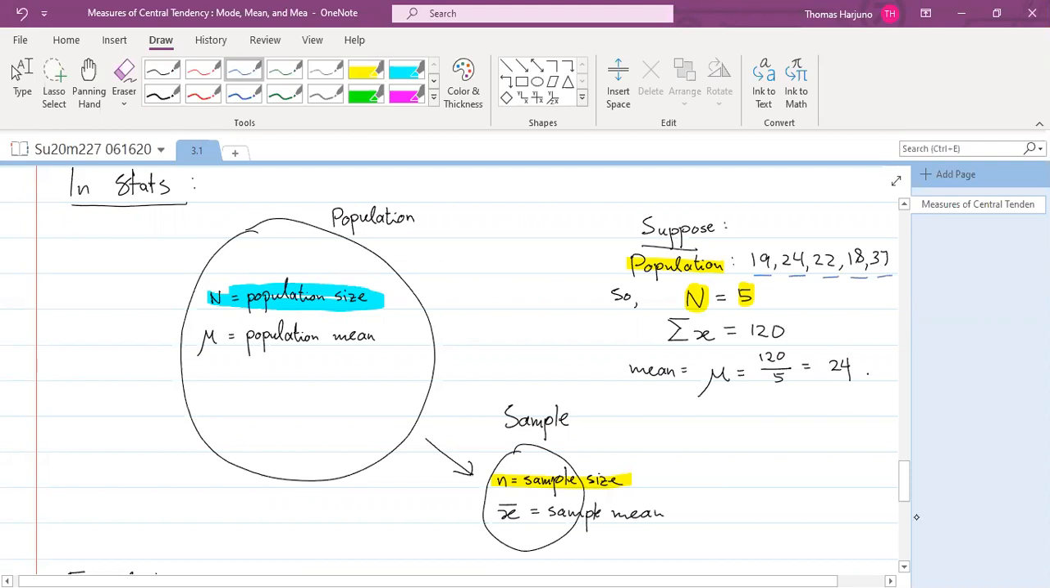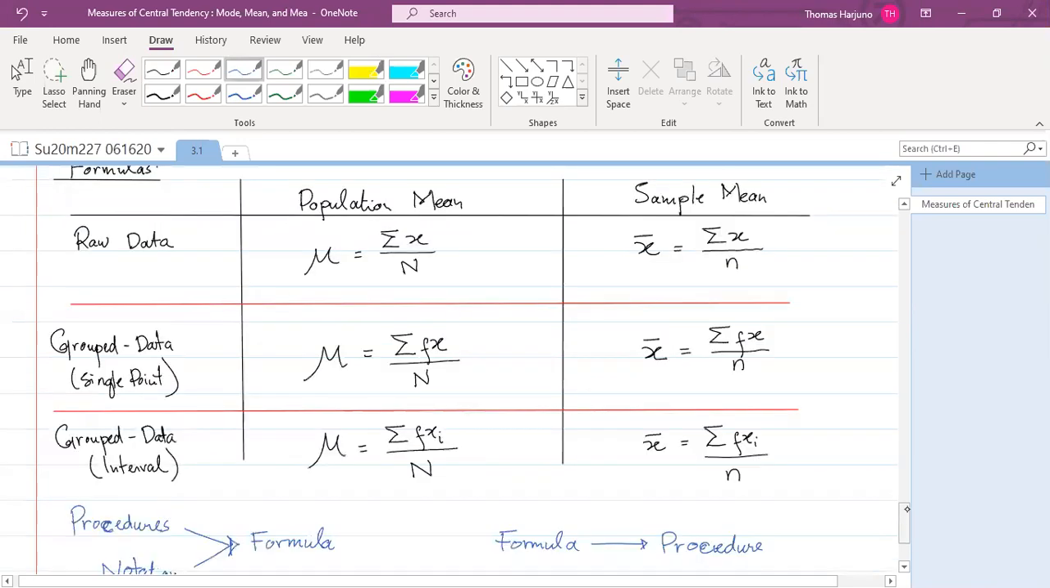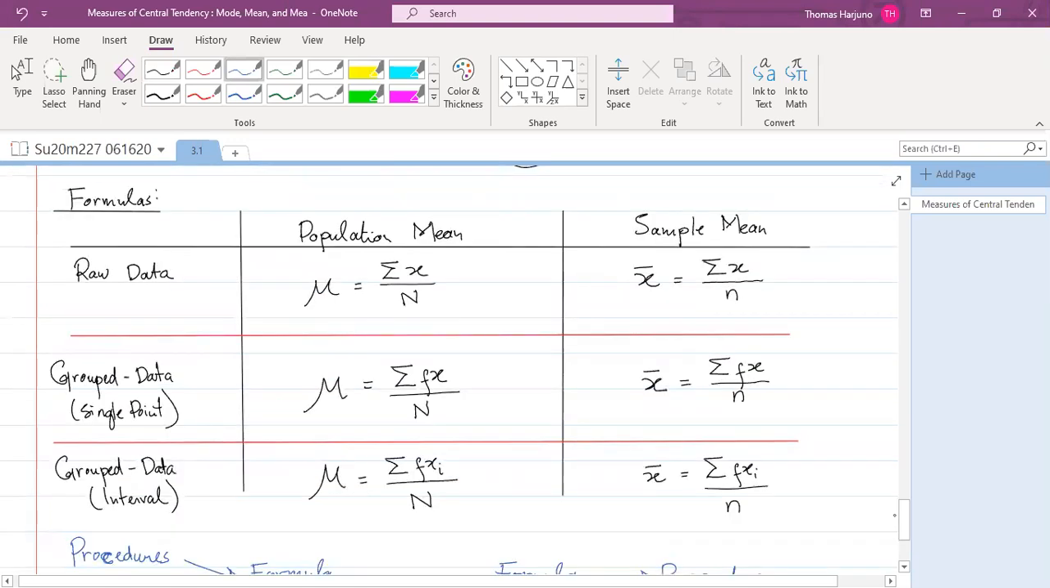Now this is the formulas we have for the means. Just for the means, we actually have 6 formulas, for population and sample, depending on how the data is presented to us: either raw data, group data single point, or group data interval. Now you will see that in statistics, usually we have one basic formula. In this case, this is the basic formula.